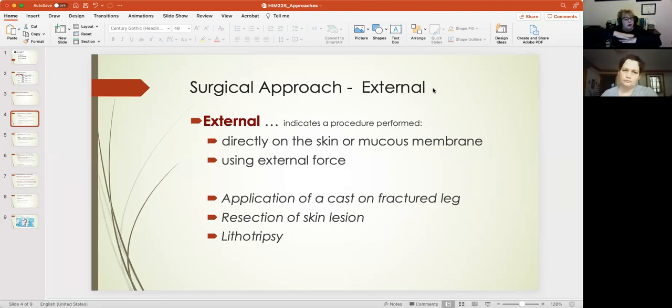There is not going to be any entry into the body per se.